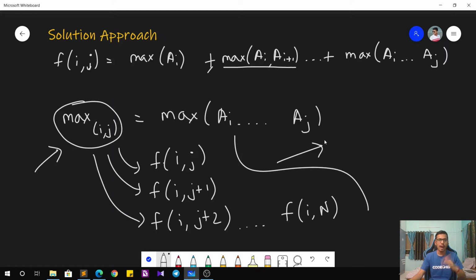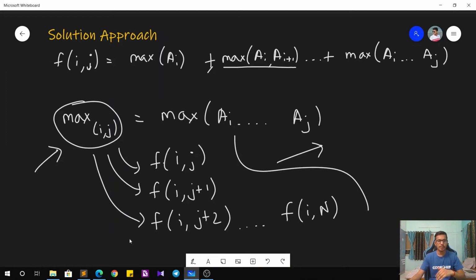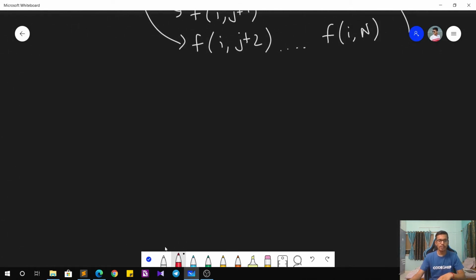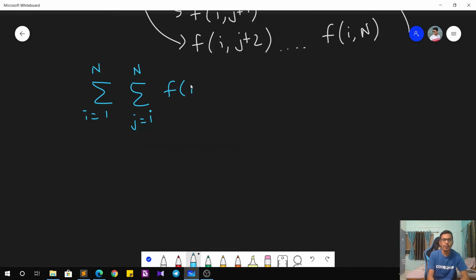So now our question can be reformulated in mathematical terms. Initially, the question was to find this value: the summation i equals 1 to n, then j equals i to n of f(i,j), where the definition of f(i,j) is given in the question.